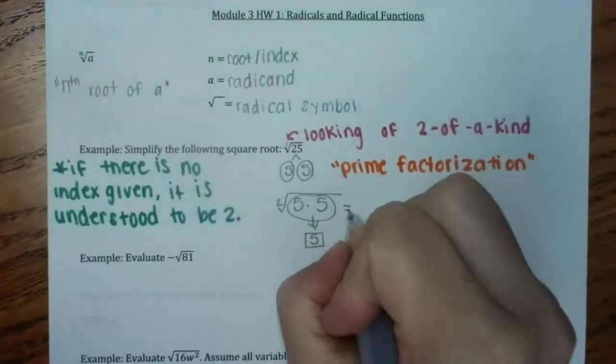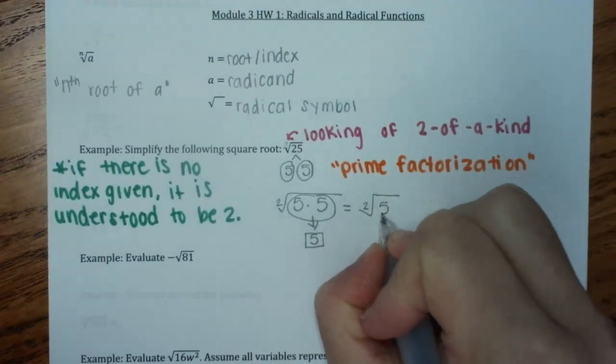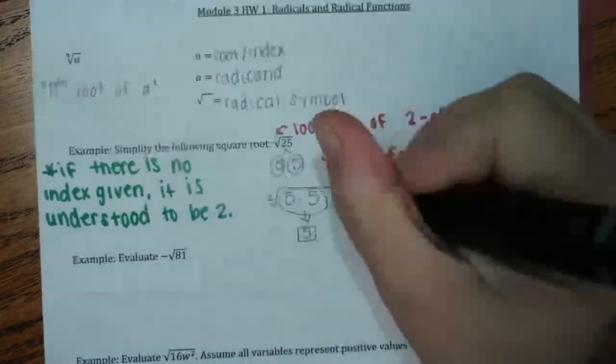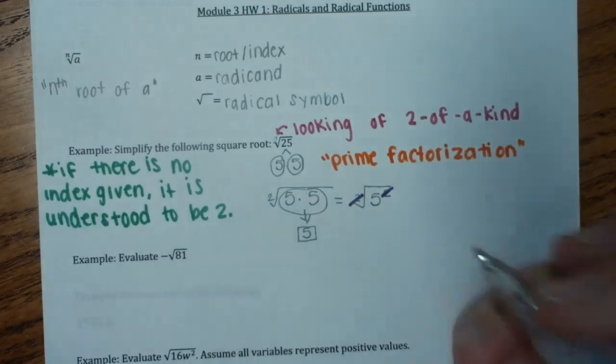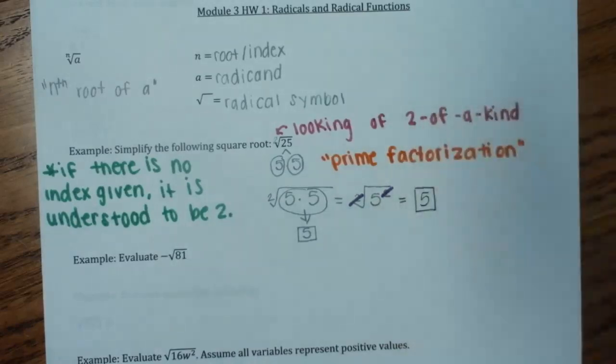Another way to think about it is I can rewrite this as the square root of 5 times 5, which is 5 squared. This way, the square root and the 2 exponent cancel each other out. Square root and square are opposite functions, just like adding and subtracting are opposite functions, and multiplying and dividing are opposite functions. So we're just left over with 5. Again, 5 is our final answer.